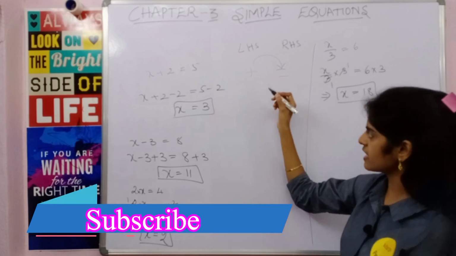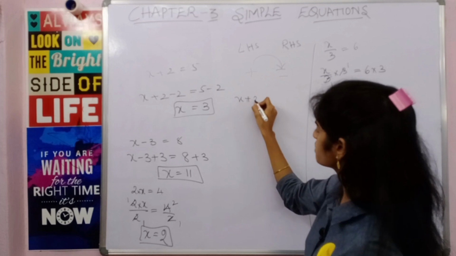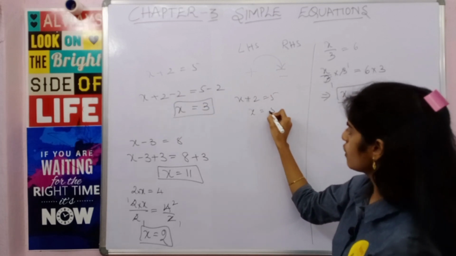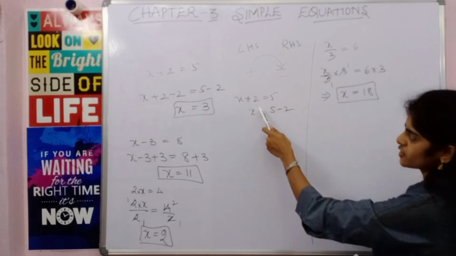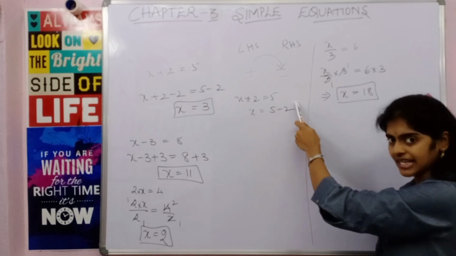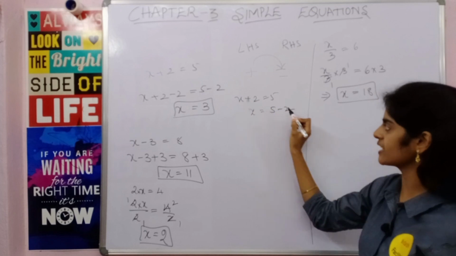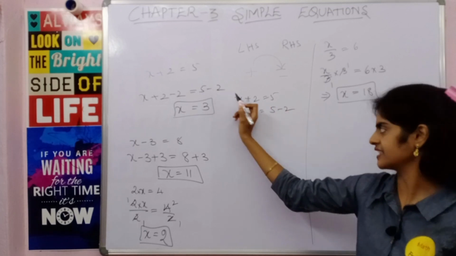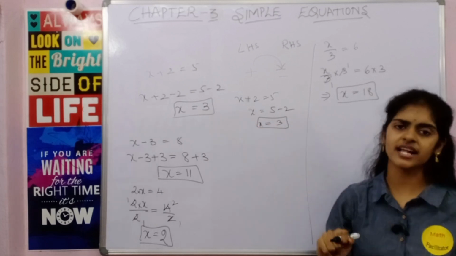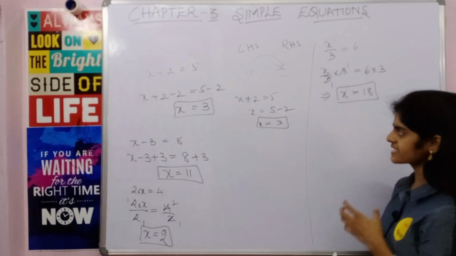Clear? So now let us see here. Suppose you have x plus 2 equal to 5. Now, without writing this step, can I write x equal to 5 minus 2? Since I have plus 2 in LHS, I am simply transposing this 2 to the other side, the RHS, where you get it as minus 2. So 5 minus 2 is 3. Did we get the same answer? Yes.